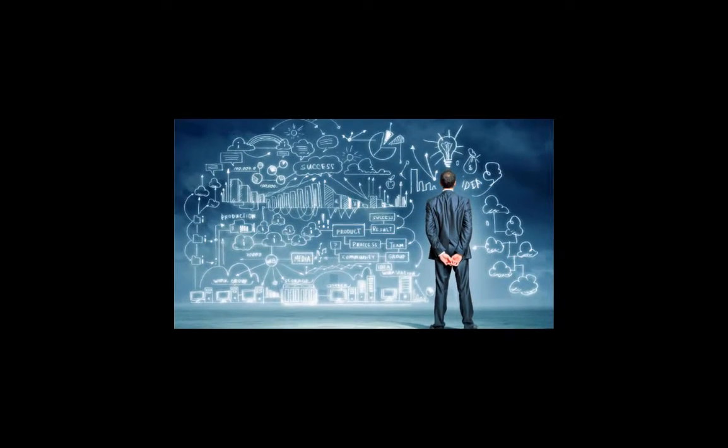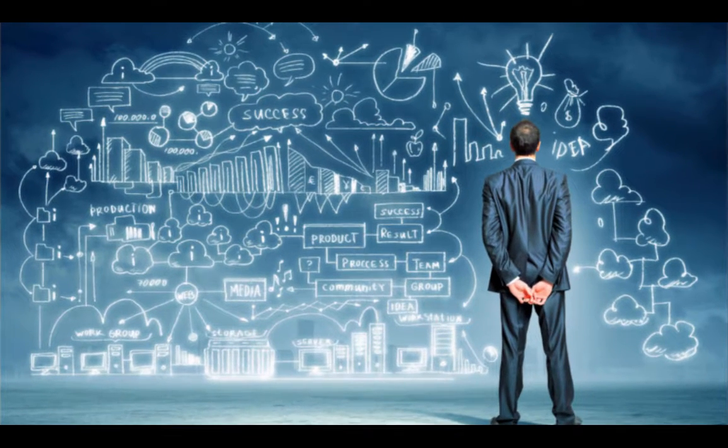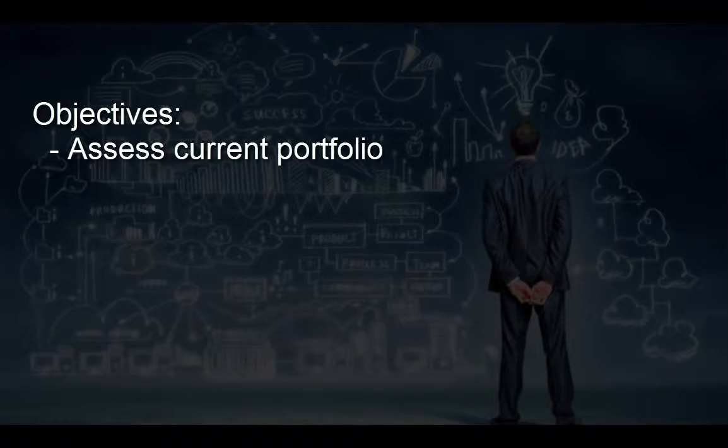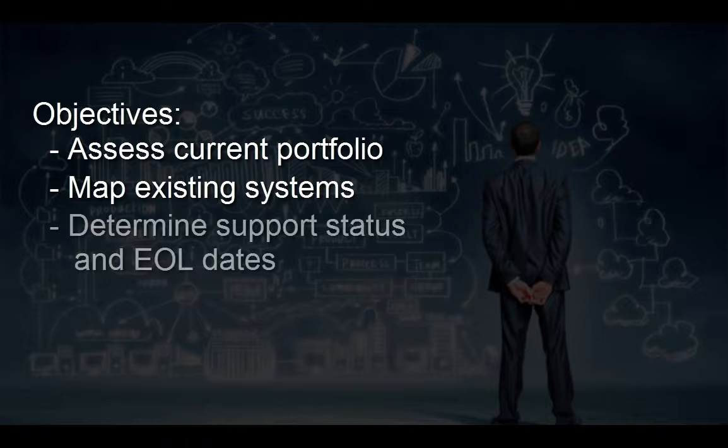As an enterprise architect, being able to describe both the current state and future state architectures is essential to bringing projects in line. I start by assessing the current portfolio, mapping out what systems exist and what they do. For example, what's the status of my database servers? Are they still supported, or have they reached their end-of-life dates?